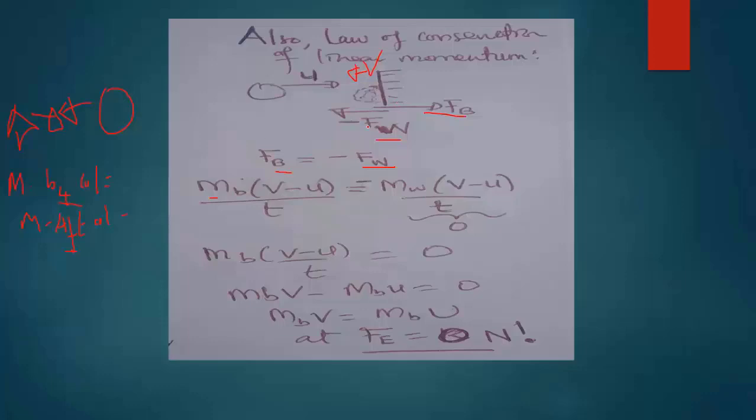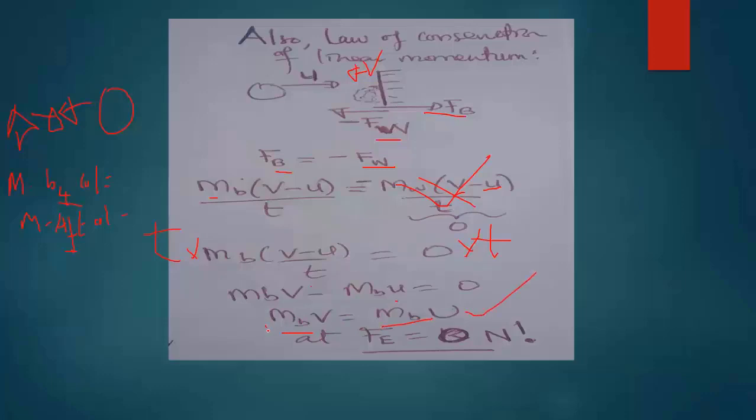But since the wall is constantly at rest, V and U are the same, so they cancel and this becomes zero. So we remain with this. If we take the time there times time, we come to realize that MB times V minus MB times U is equal to zero. Here MB is a subscript, a letter, not a value. So MBV minus MBU, where MB is the mass of the ball. Finally, if you take that side, you come to realize MBV is equal to MBU.